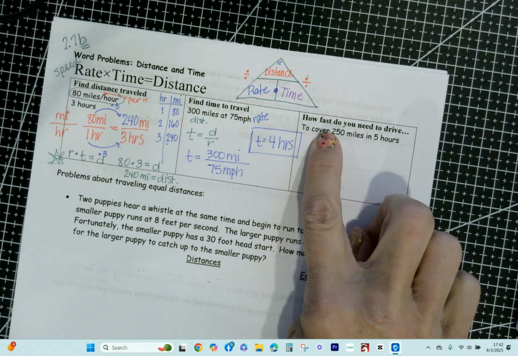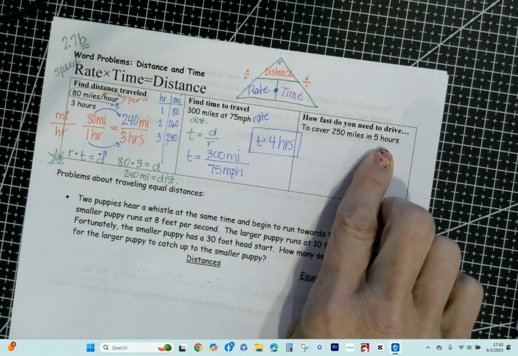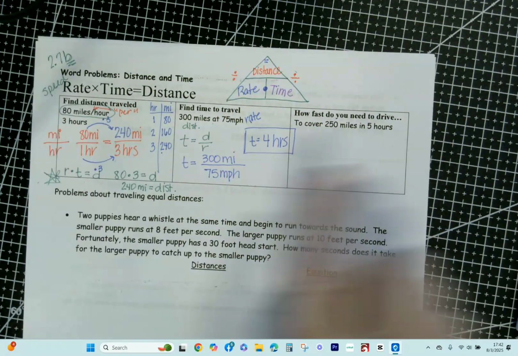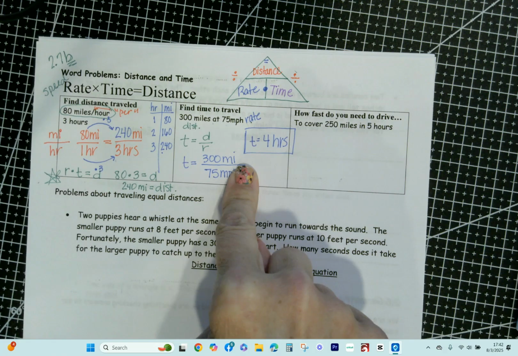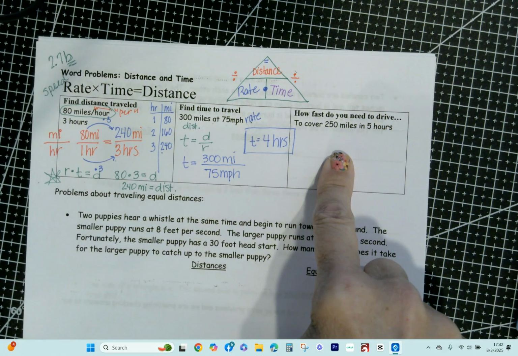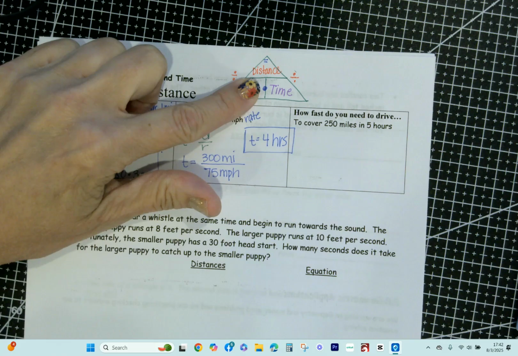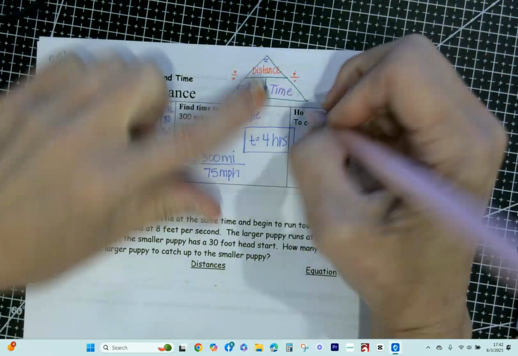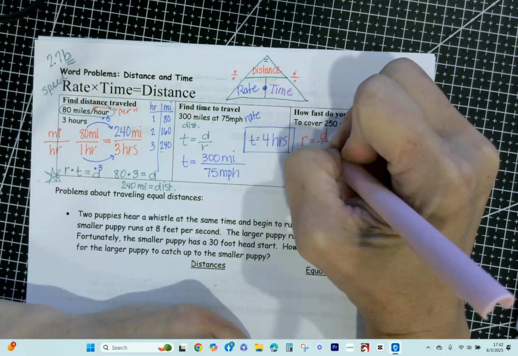How fast do you need to drive to cover 250 miles in 5 hours? All right, so first we found distance. Then we found time, and now we have to find the rate. Well, if I cover up my rate, it's distance divided by time. So let's write that down. Rate equals distance divided by time.